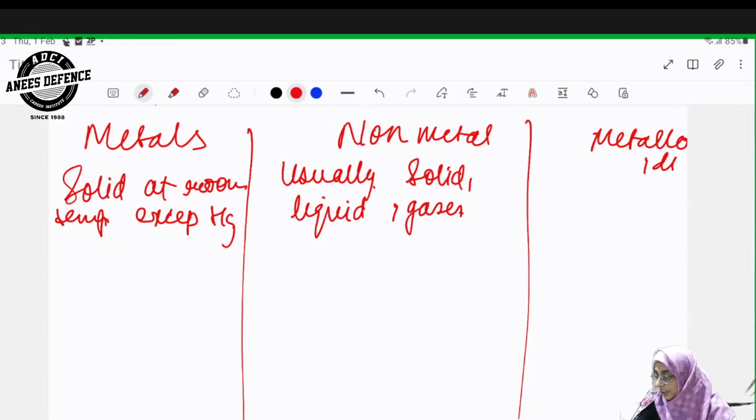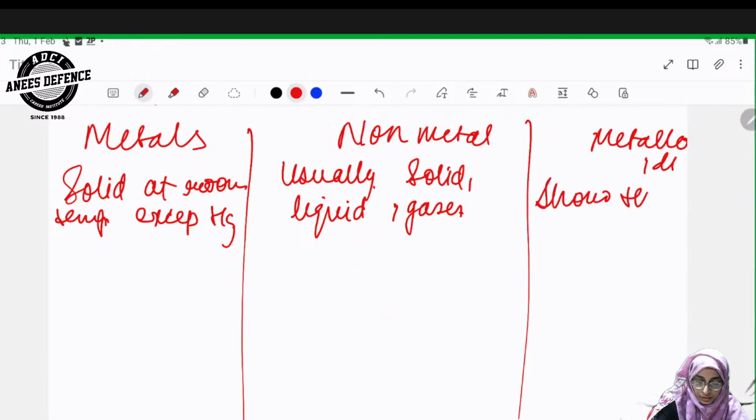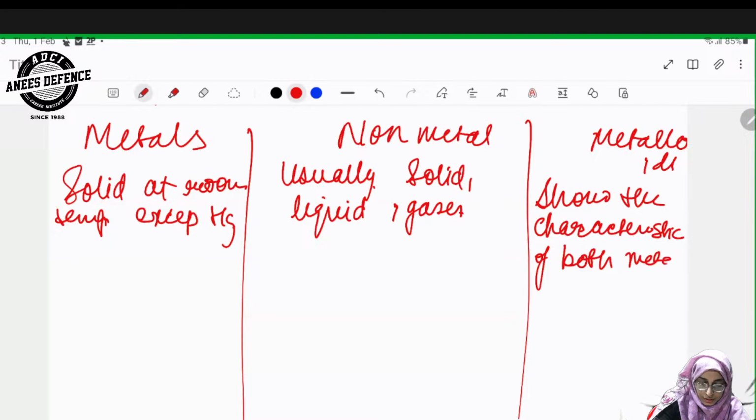Metalloids are those elements which lie on the borderline between metals and non-metals. They show properties that are characteristic of both metals and non-metals.